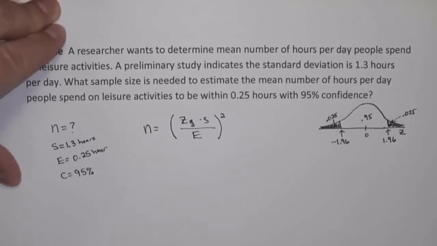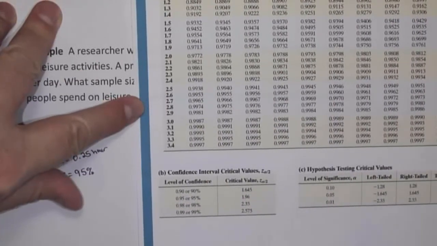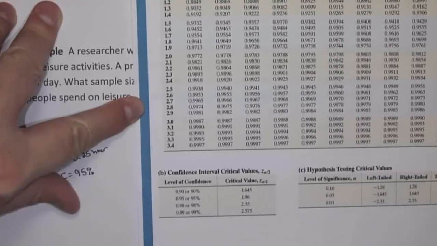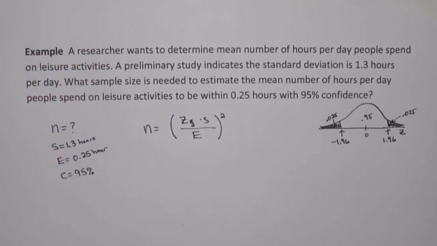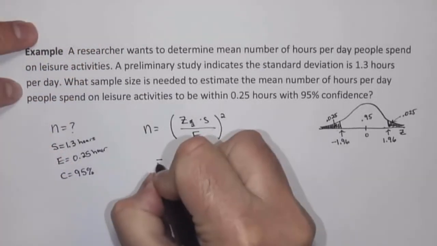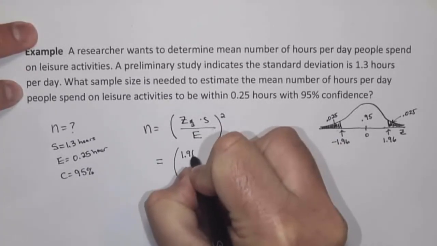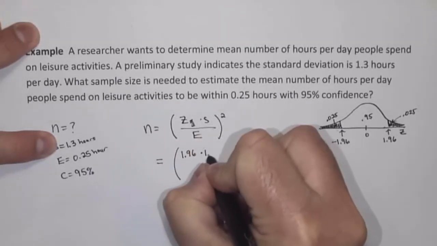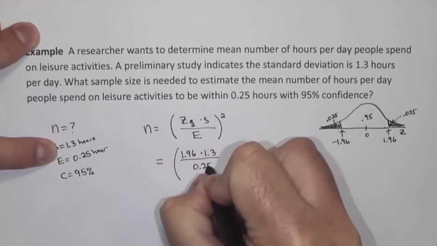And again, we could have used our normal table to figure that out. Just quickly, if I pull in our normal table, if we're dealing with the 95% level of confidence, then the z-score there would be 1.96. And we could also use the normal calculator in StatCrunch to figure that out. So take your pick. So filling that in, I have 1.96. Again, our preliminary estimate for the standard deviation is 1.3, and the margin of error is 0.25.